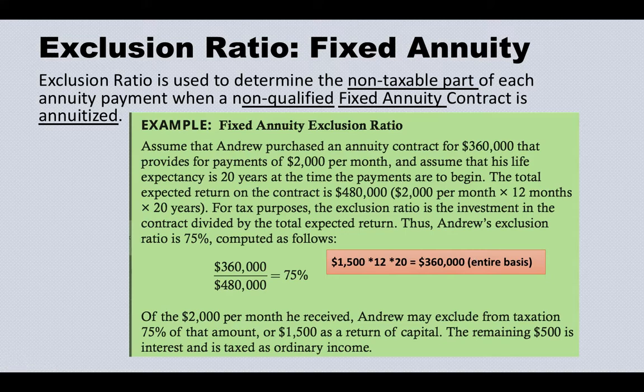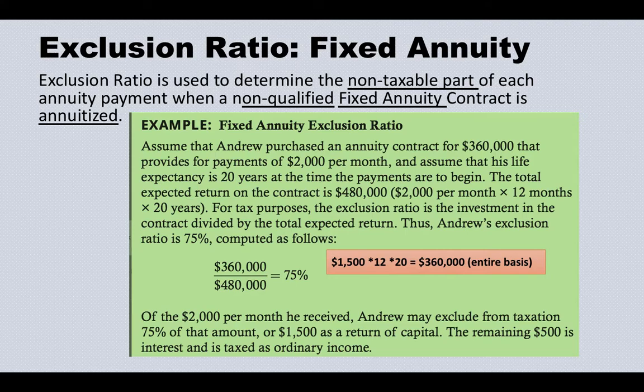So life expectancy: the IRS has a table, so you can use that table to figure out your life expectancy in this calculation. However, that is not a perfect prediction. So what if you live beyond 20 years, right? What if you live shorter than 20 years, right? I'm going to talk about this.